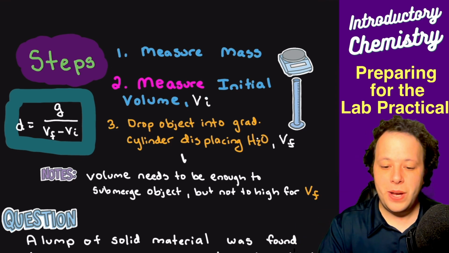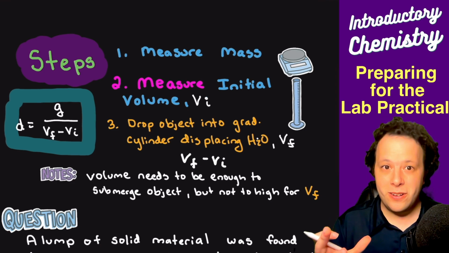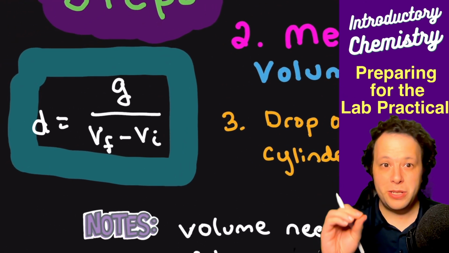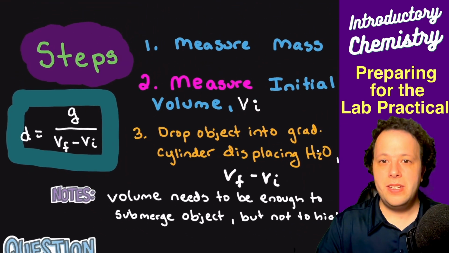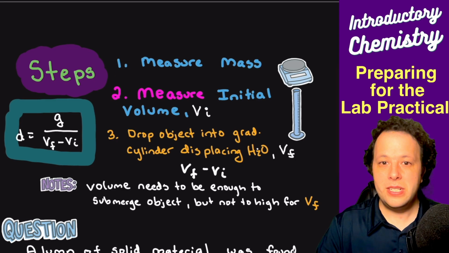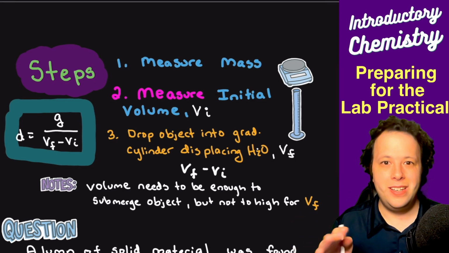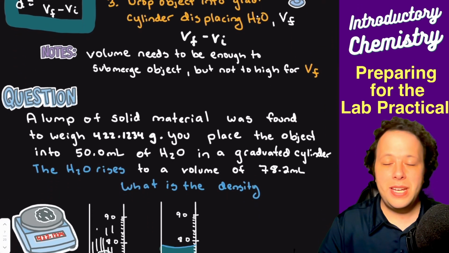One thing that you had to do is take that final volume, minus your initial, and then plug it into your density formula, right? So grams over that displacement, and that would allow you to do density. When we do this, you have to make sure the volume is high enough to submerge your object, but not too high where it goes over your tick marks. So keep that in mind, right?